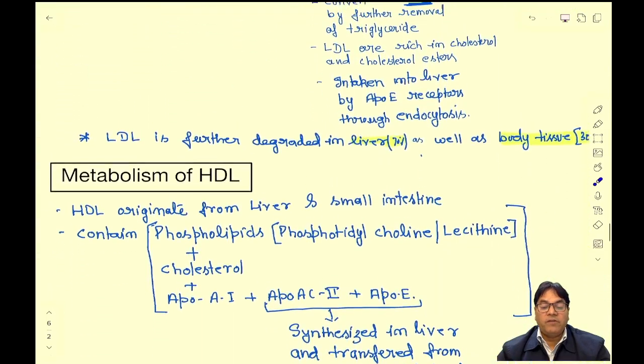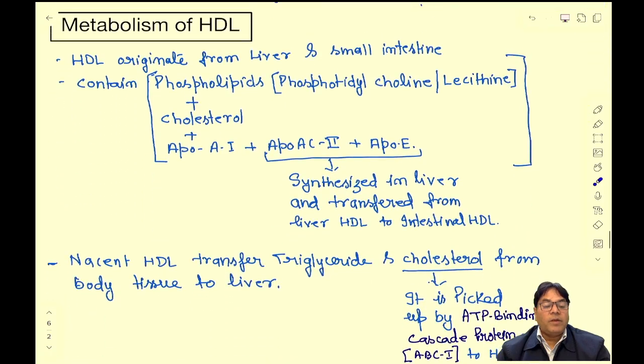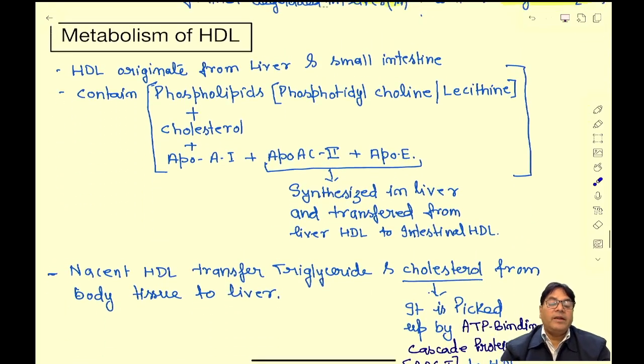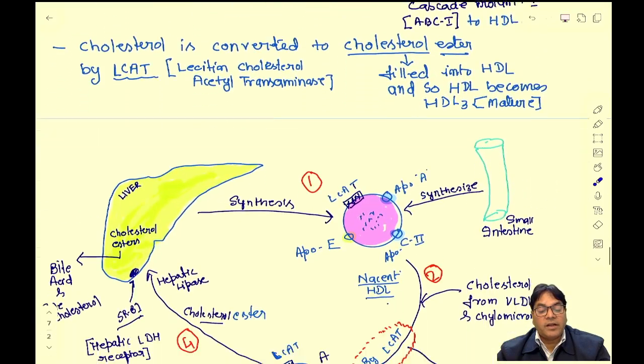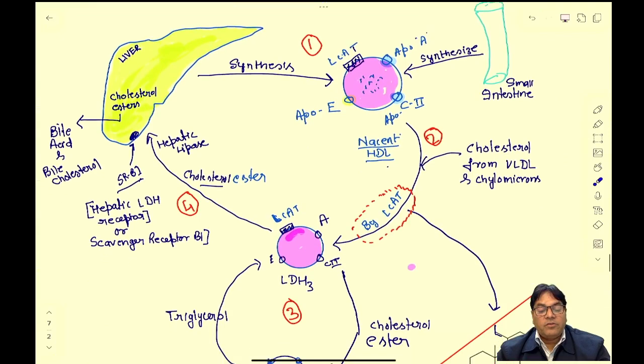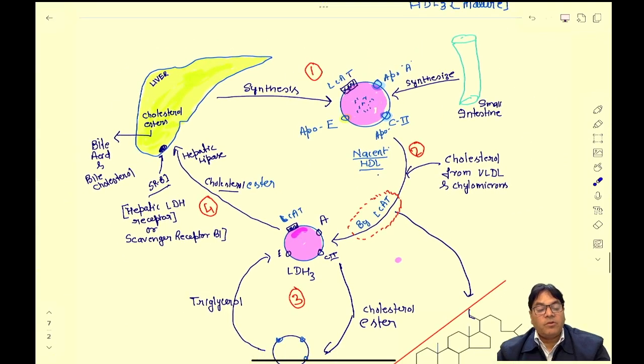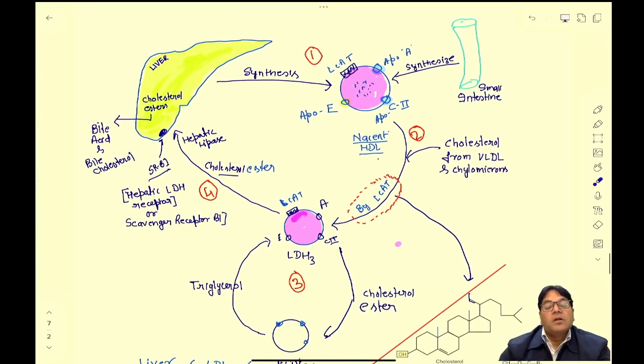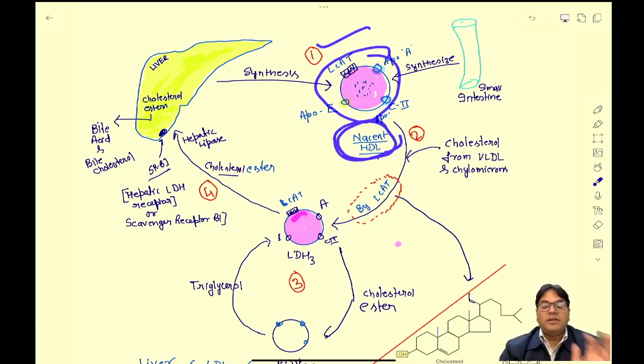I'm not going to read everything here. Now, metabolism of HDL, high density lipid, how does it happen? If you see this flowchart here, I'm going to explain the metabolism of high density lipids. So we'll start with number one, the nascent HDL.